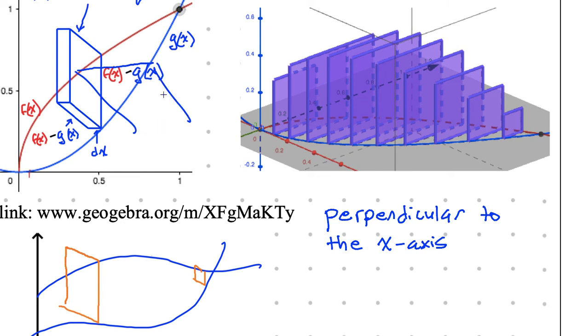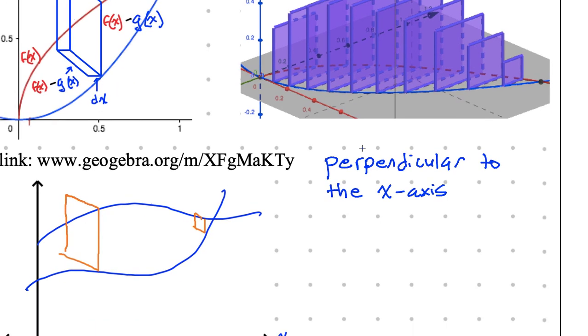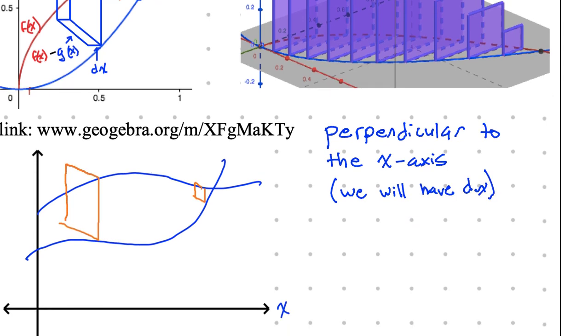So your heights, in this case, were perpendicular to the x-axis, which means something very specific. It means, and I'll put this in parentheses underneath because I need some room, we will have dx instead of dy. If it was the alternative, if it was perpendicular to the y-axis, I'll abbreviate perpendicular as perp to y-axis, we would have a dy when we're doing our integral.